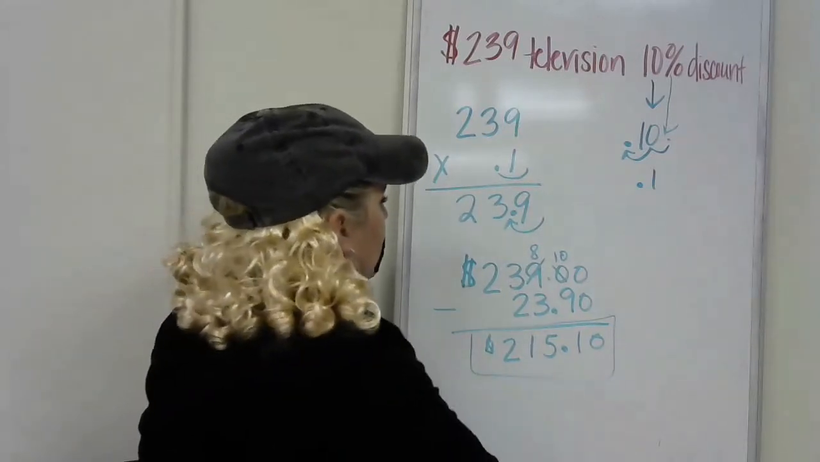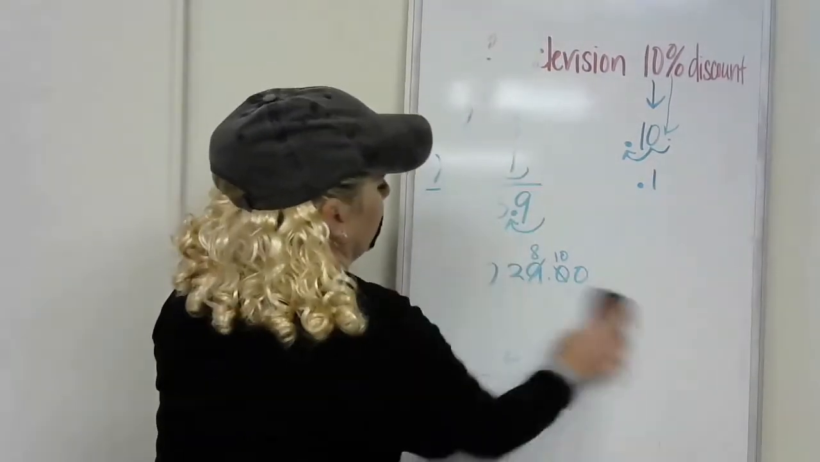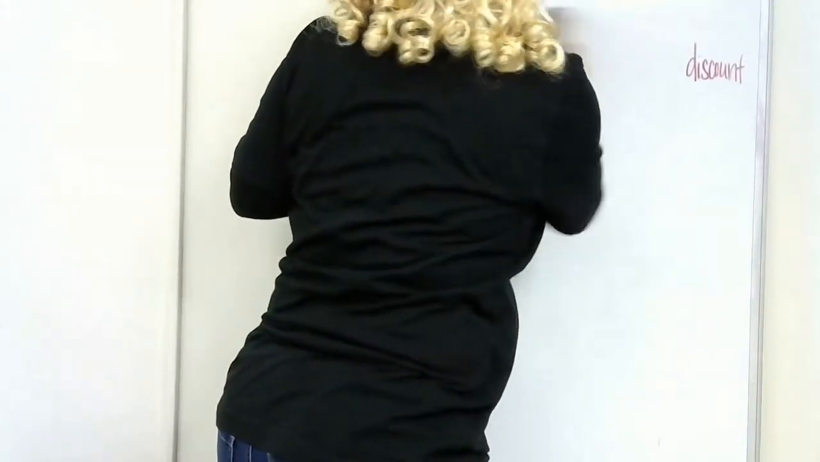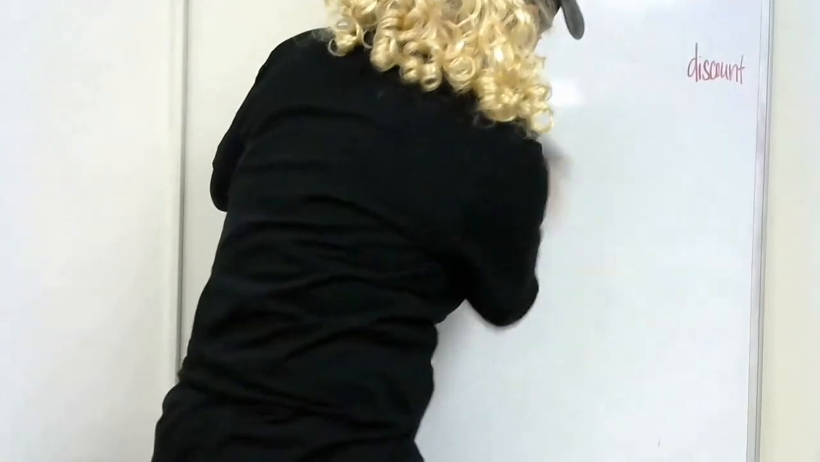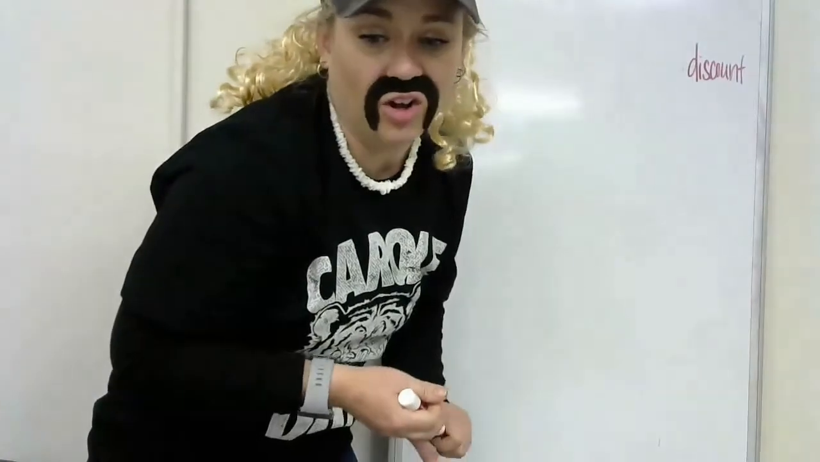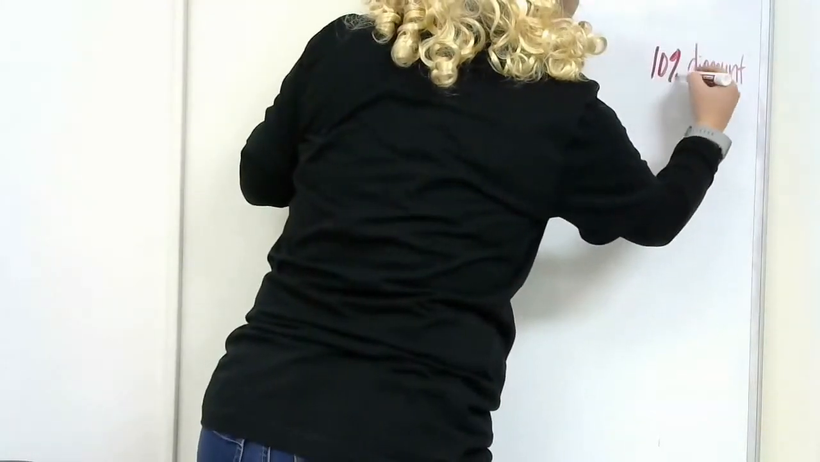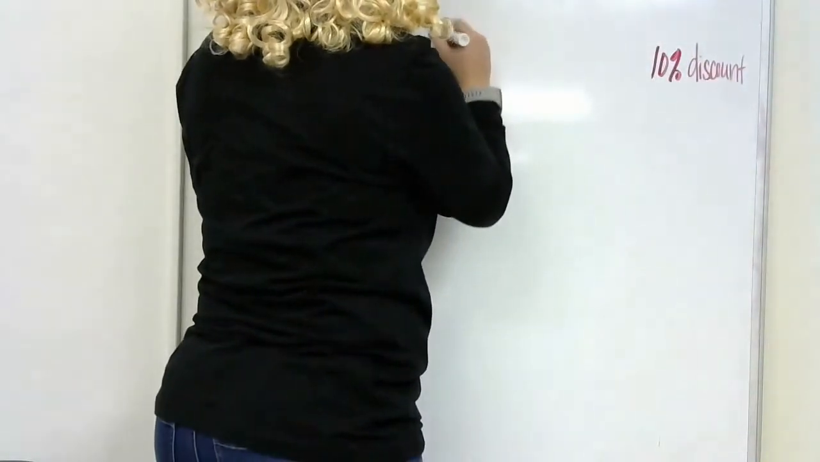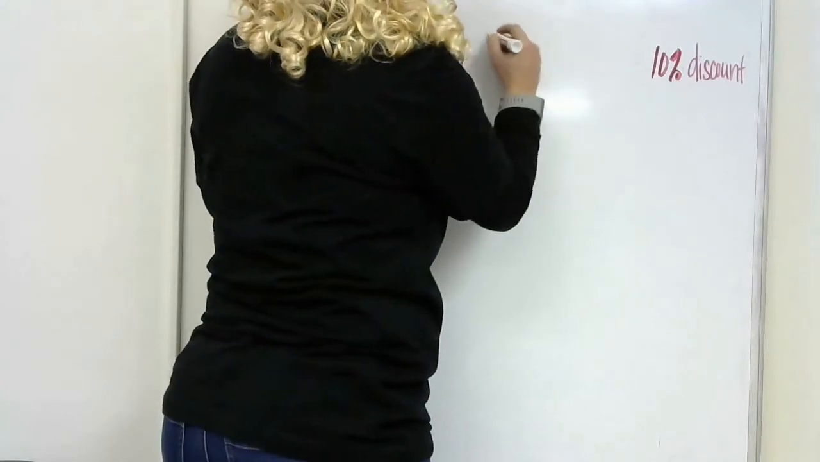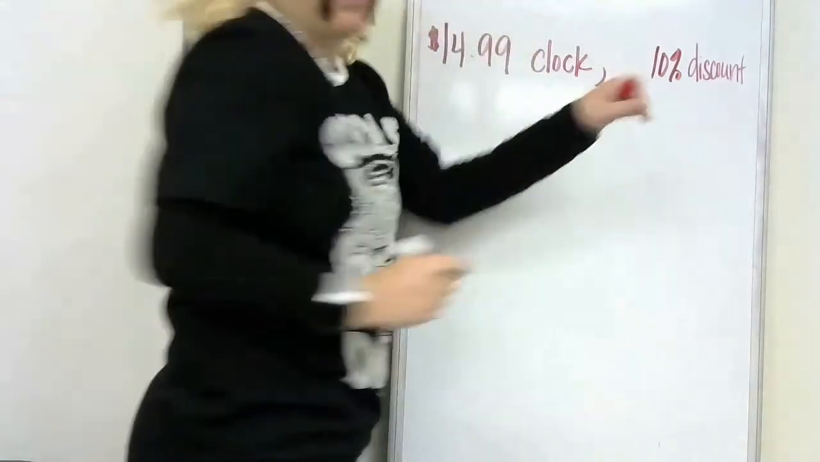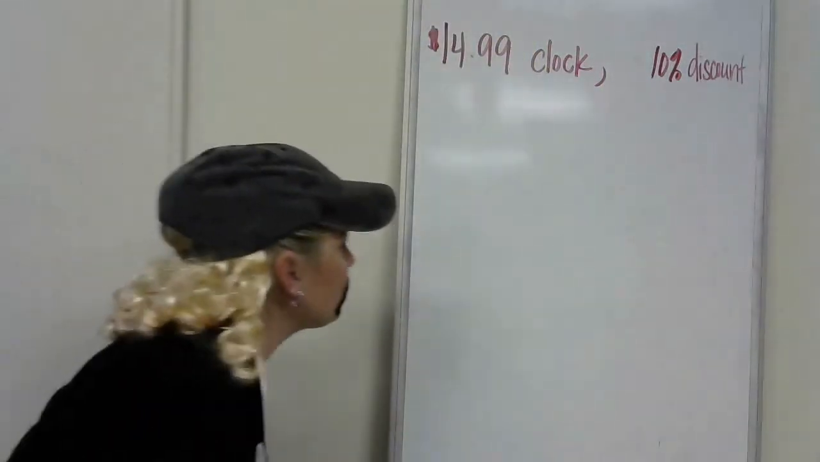All right, let's try something else, okay? We'll try another discount. And I'm just going to leave discount up there. All right, you ready? I'm ready. We're going to do a $14.99 clock, and we're getting it for another 10% discount.